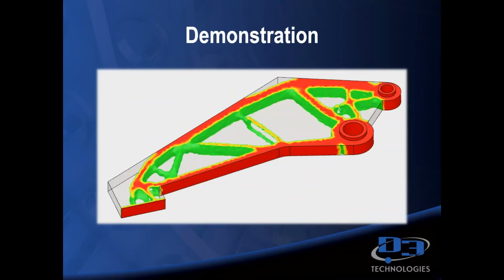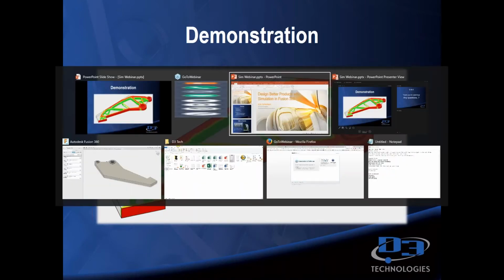So at this point, I just want to do a bit of hands-on demonstration and run through how I would bring a part into Fusion 360, run it through shape optimization, determine how I can lightweight my part, and then put that through a stress analysis to see how it reacts. I'm going to go ahead and hop over to Fusion 360 at this point.